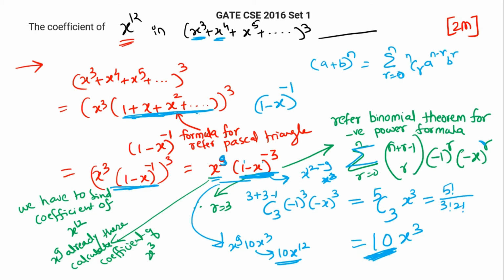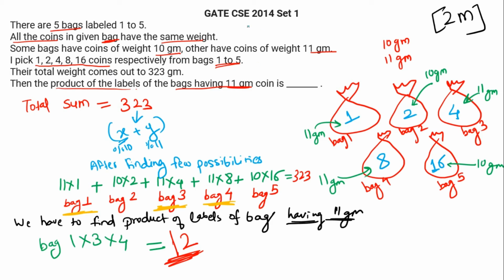Next question appeared in GATE CSE 2014 set 1. There are 5 bags labeled 1 to 5. All the coins in a given bag have the same weight. Some bags have coins of weight 10 gram, others have coins of weight 11 gram. Means in a bag you can have only one kind of coin, whose weight is either 10 gram or 11 gram. I pick 1, 2, 4, 8, 16 coins respectively from bags 1 to 5. Their total weight comes out to 323 gram. Then the product of the labels of the bags having 11 gram coins is.